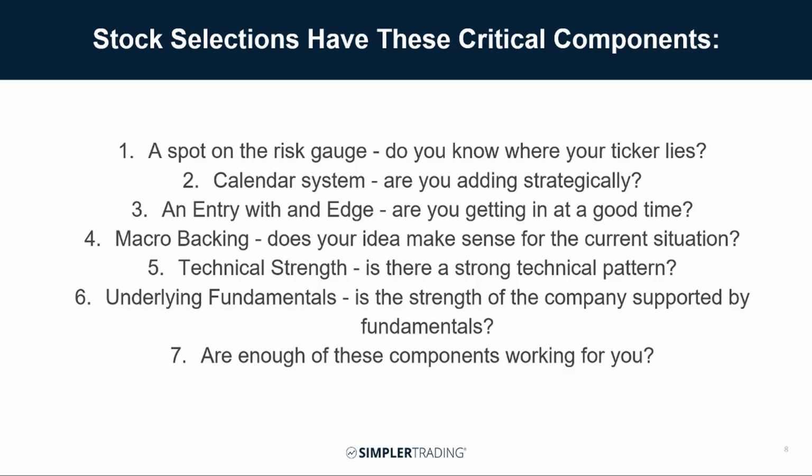We're also going to be talking about entries with an edge. Are you getting in at a good time? If you're not getting in at a good time, you probably don't have an edge. Next, we're also going to be talking about macro backing. Basically, this just means, what's going on in the world today. Is the current situation in the world something that is benefiting the company that you're looking at? Then, what about technical strength? Technical strength just speaks to the underlying technical pattern. Is this a pattern that is going to be beneficial for you when you're looking at investments or not?